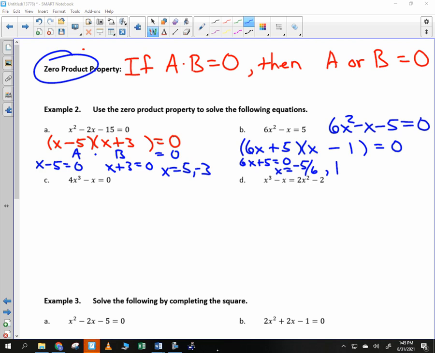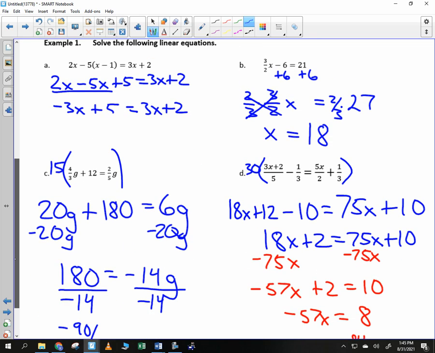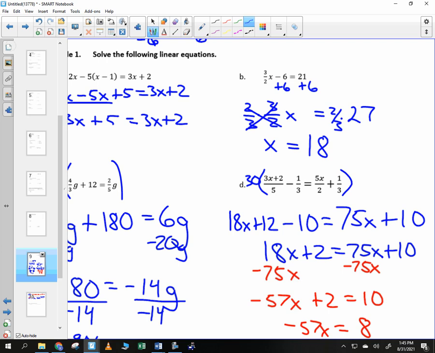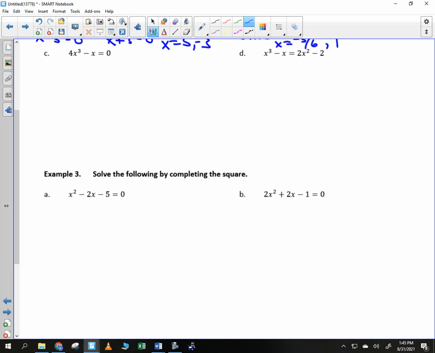Great. Notice how many solutions did you have? 2. What was the degree of the equation? Oh, is that great? Notice how many solutions you had on the previous page. 1 for each problem. And the degree each time was 1. What's the degree of the problem for letter C? How many solutions do you think you're going to have?